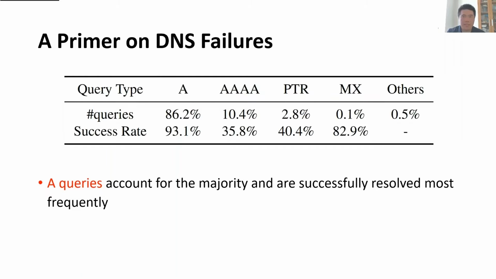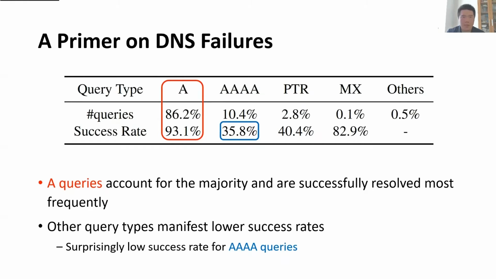We observe a variety of success rates across the query types. The A-type queries account for the majority and are successfully resolved most frequently, while other query types manifest lower success rates. To our surprise, nearly 2/3 of the AAAA queries failed. This confirms that a sizable fraction of queries is not successfully resolved, and we then explore factors influencing this trend.